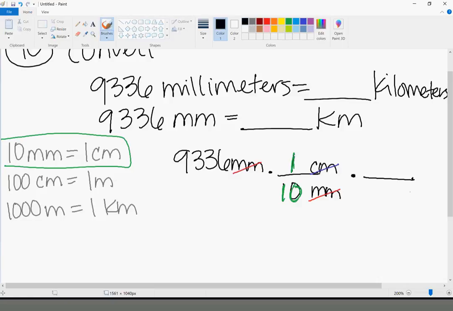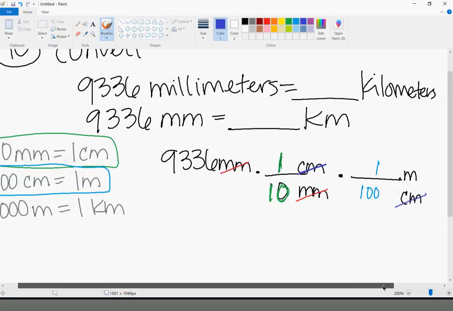Okay, so the centimeters go at the bottom, but then centimeters convert to meters. Okay, so now let me use this information. So for every 100 centimeters, you have 1 meter, because the centimeters will cancel out, and we'll be left with meters.